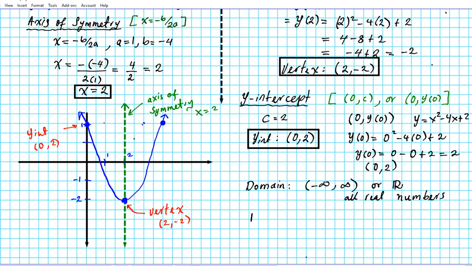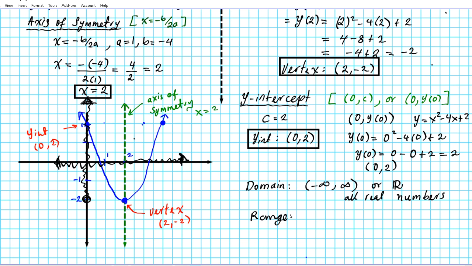Now, what is the range? The range, ladies and gentlemen, is the vertical span of the graph. How high can you go and how low can you go? If you project the graph on the y-axis, we see that we go as low as -2, and then we just keep on going up and up forever. Okay, so what's the range going to be? You start from negative 2 and you go up forever. For the domain, we were on the x-axis, right? We're going to the left forever and then to the right forever.